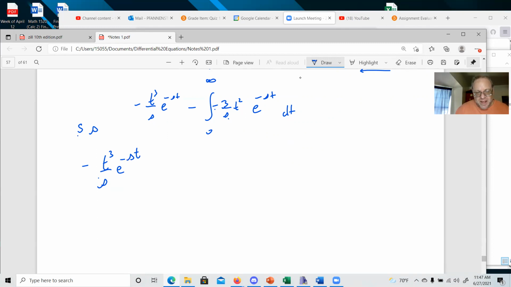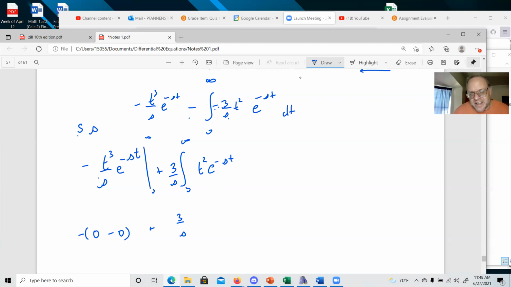And this is plus the integral from 0 to infinity of 3 over s, negative times negative is positive, t squared e to the negative st. And again, we're evaluating between 0 and infinity here. Same argument that we had in the previous two problems, that this limit here is 0 minus 0. And then we have 3 over s.